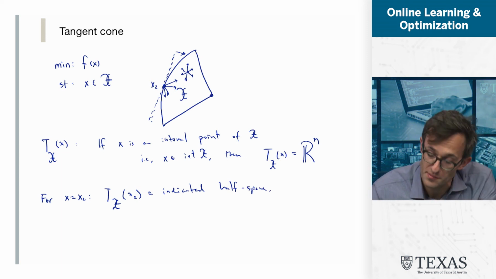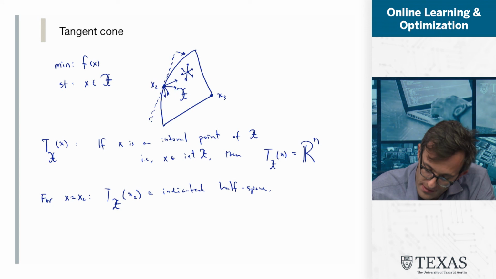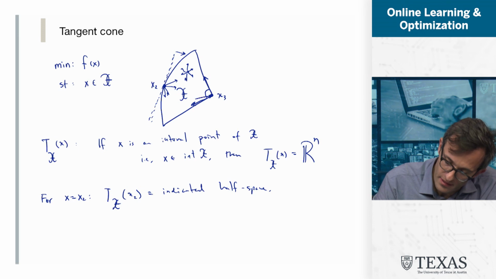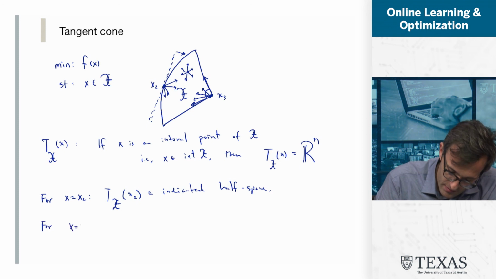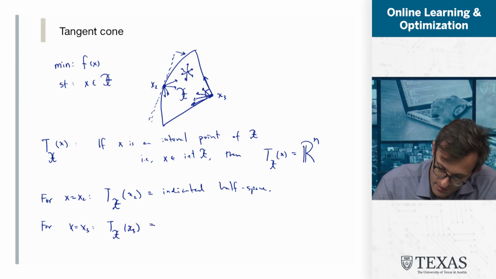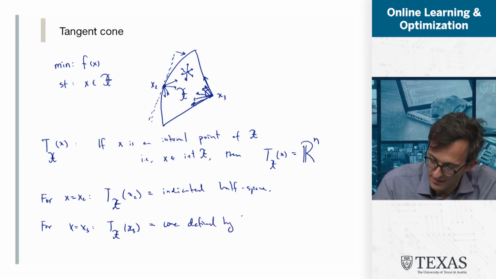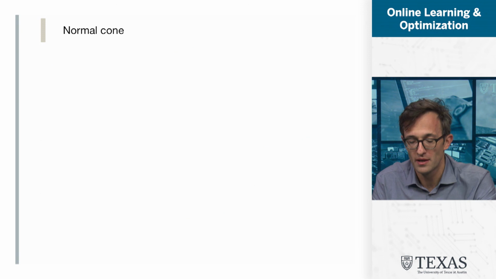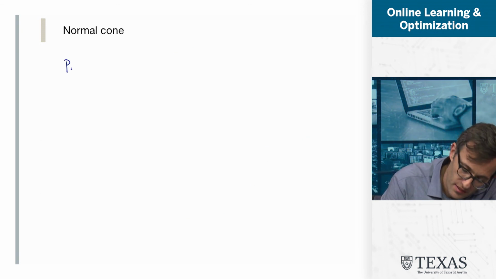And let's finally look at this point x3, and you can see that in this case, the tangent cone is exactly going to be the cone defined by the two boundary vectors. So this is the tangent cone. The polar cone is so special for the tangent cone that it has its own name. This is just the polar of the tangent cone.